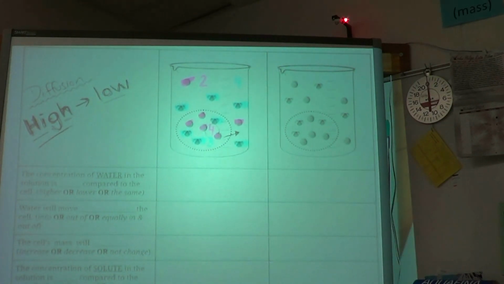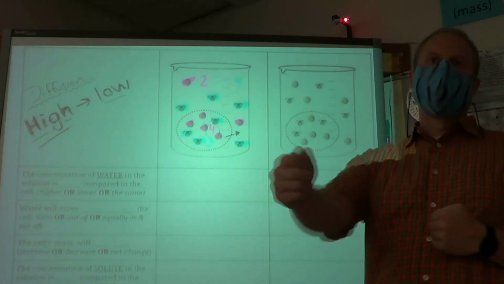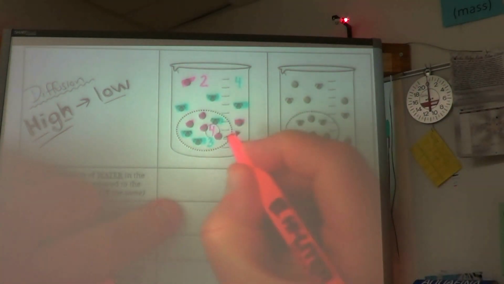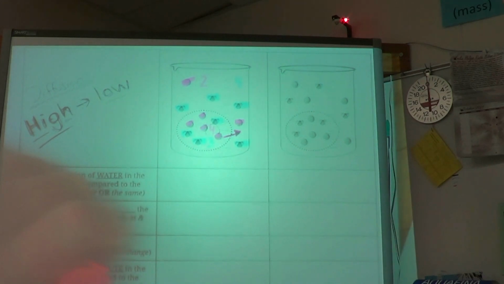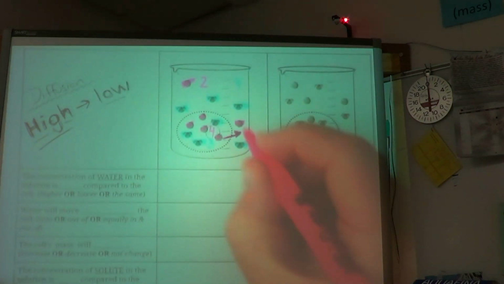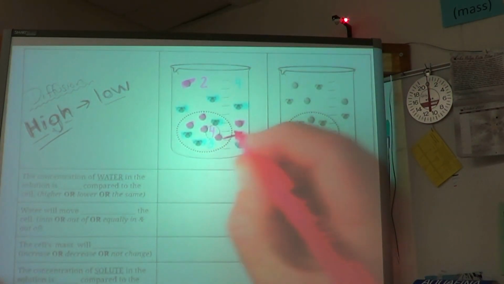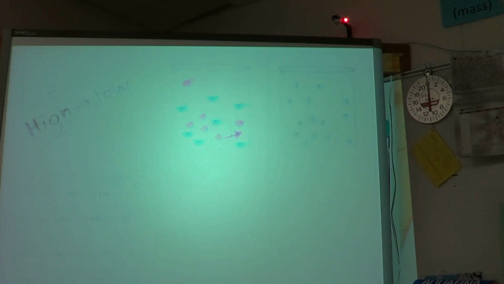So we can take our pink highlighter and draw a pink arrow going out of the cell because we can color code everything. So all of our solutes are going to be pink, right? So the pinks are going to flow out because they went from high to low concentration.